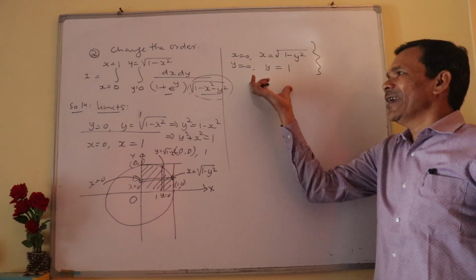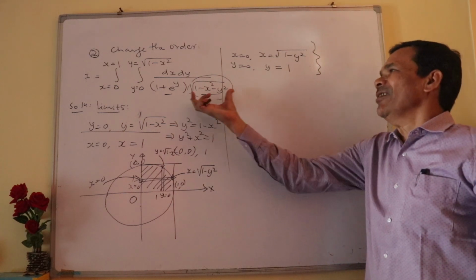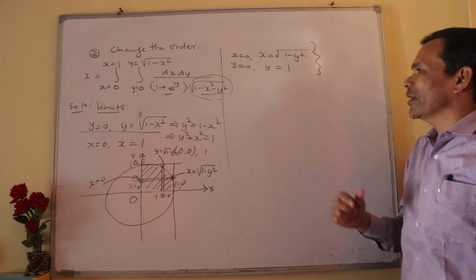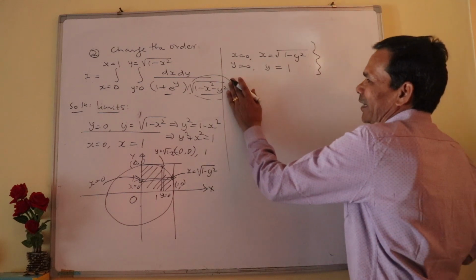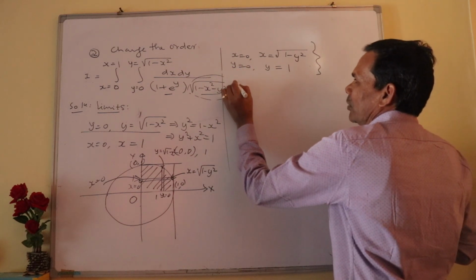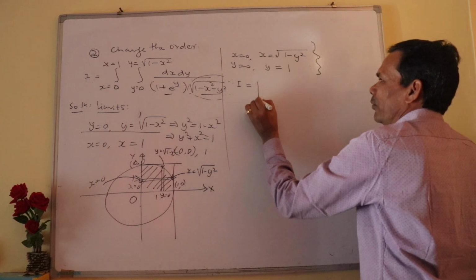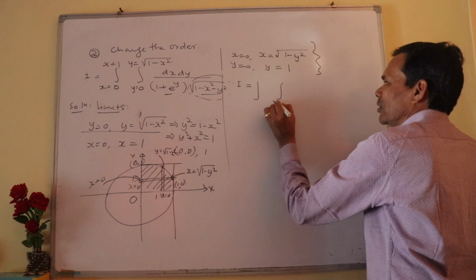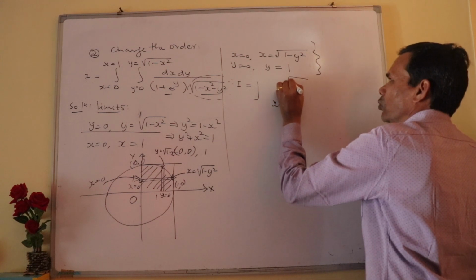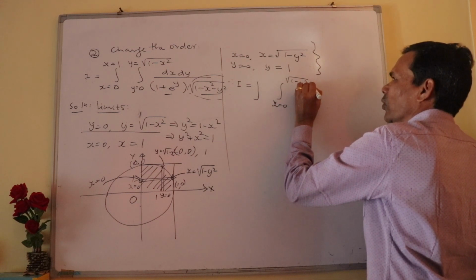We are making it possible to integrate this with respect to x. Now with these limits you can integrate with respect to x. So therefore I is equal to the integral, which will take the form with new limits, x is equal to 0 to root of 1 minus y square.